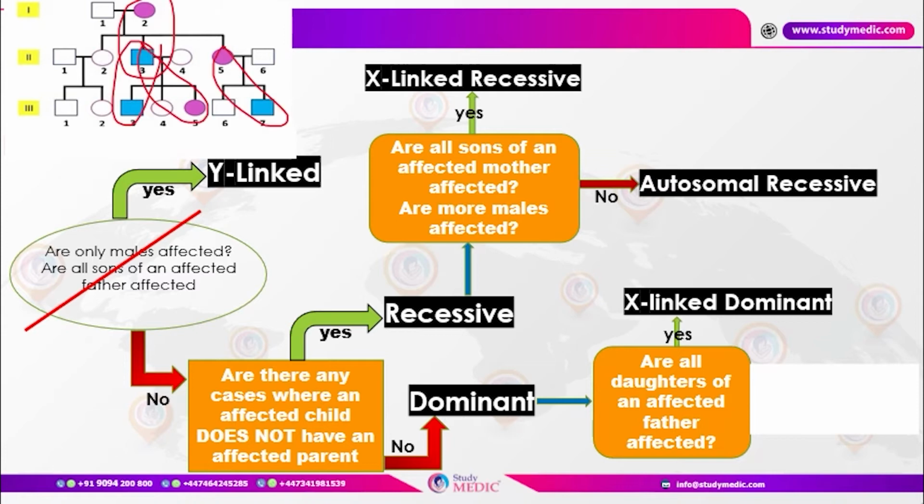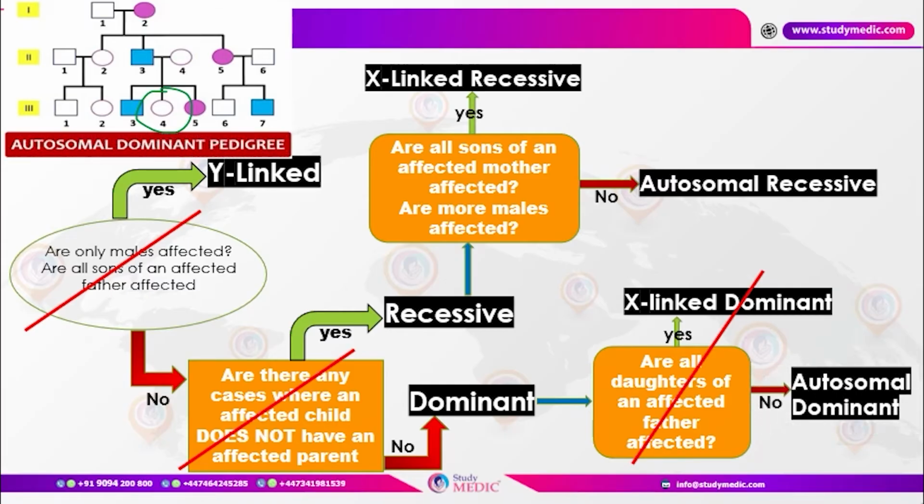Are there any cases where an affected child does not have an affected parent? No. So we are not going into the recessive traits. We are now dealing with a dominant one. Also we see here that all the daughters of an affected father are not affected. This is a daughter, father is affected, but she is not having the disease. So this is not a gender predisposed condition like an X-linked dominant one. This is an autosomal dominant pedigree.